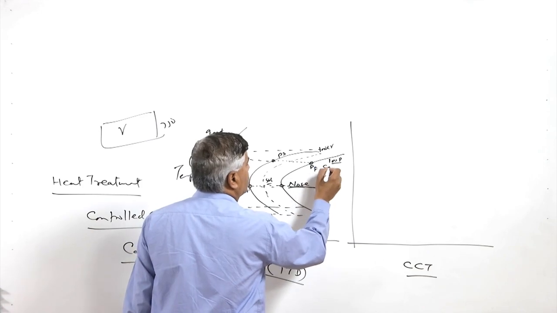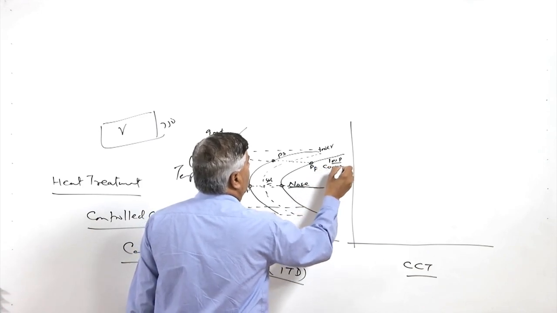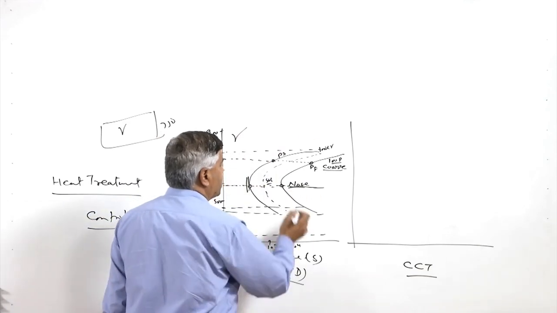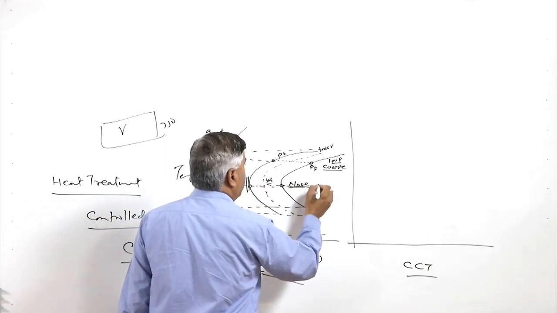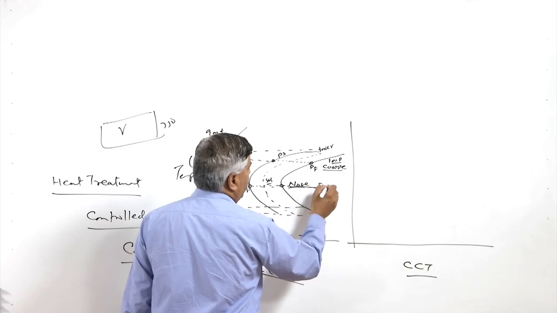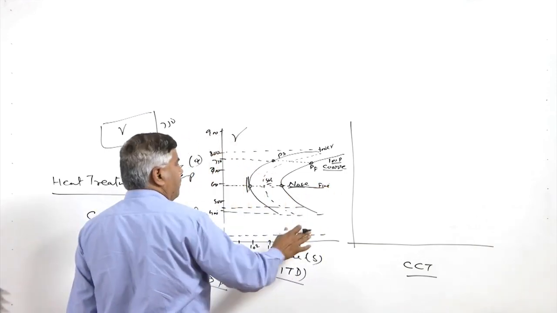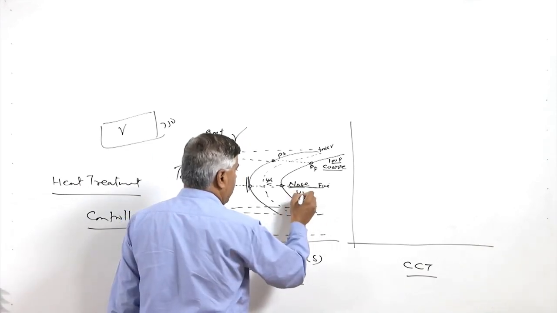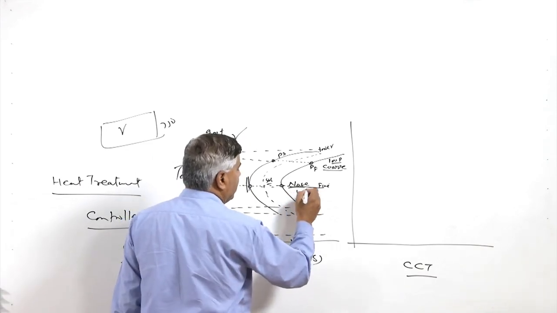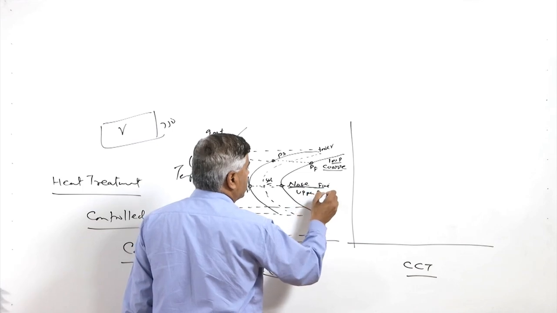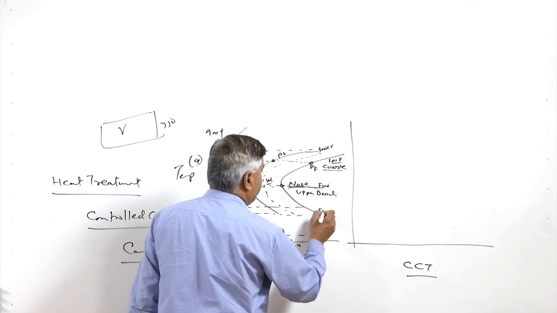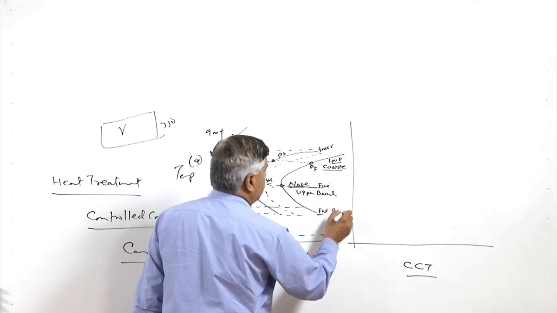So, the pearlite is coarse when the transformation from austenite to pearlite is done at a high temperature, and pearlite is fine when it is done near the nose temperature. Below this, upper bainite is formed, and at further lower temperatures, fine bainite is formed.